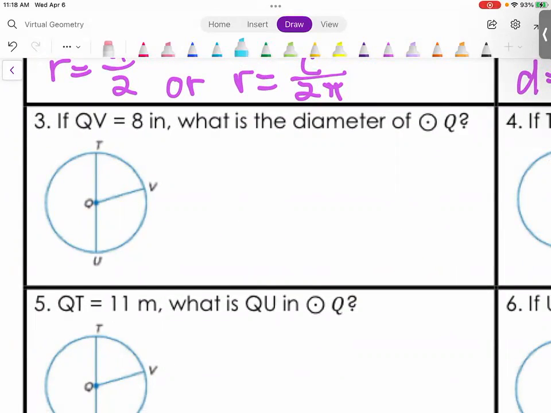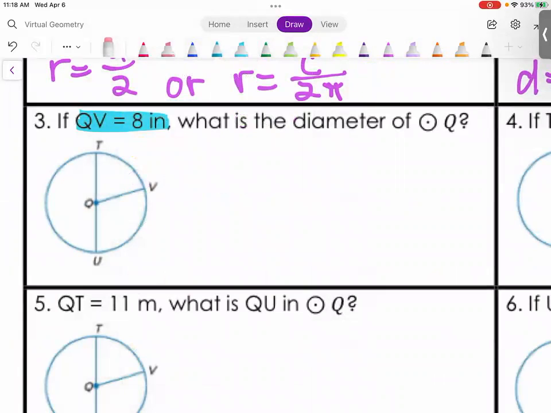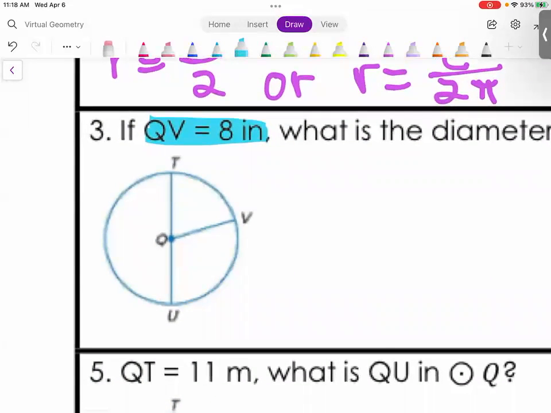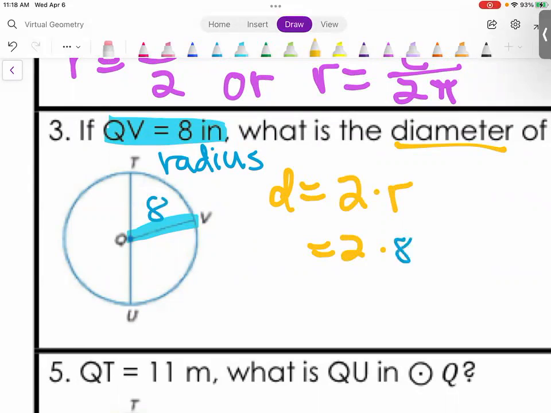All right, so when we look at number 3, it says QV is equal to 8. I need to figure out first, is that a radius or a diameter? It's all about where it is in the circle. Q to V is from center to edge, which makes it a radius. It asks, what is the diameter? Diameter should be 2 times whatever my radius is. My radius is 8, so 2 times 8, my diameter has to be 16. Let's try another one.